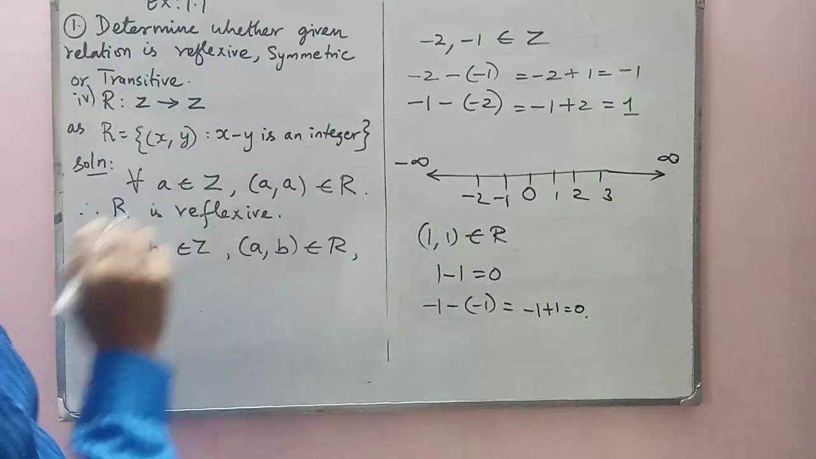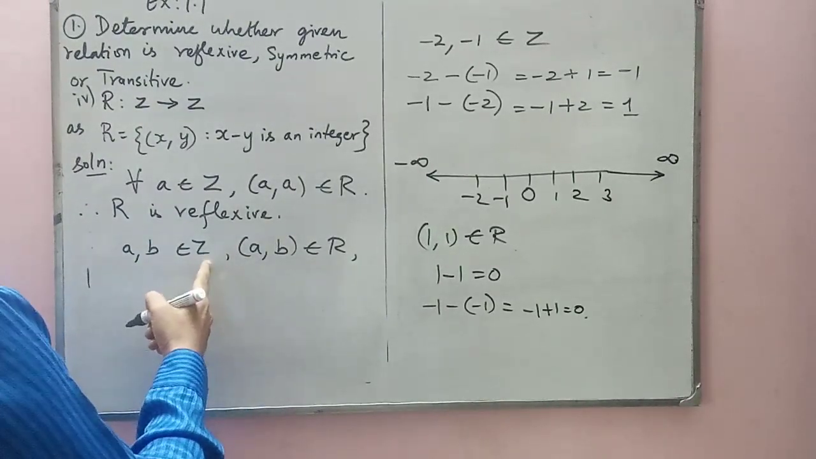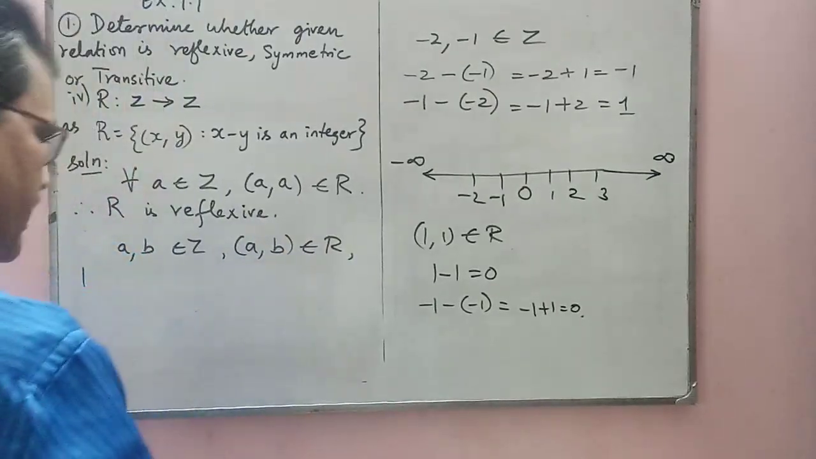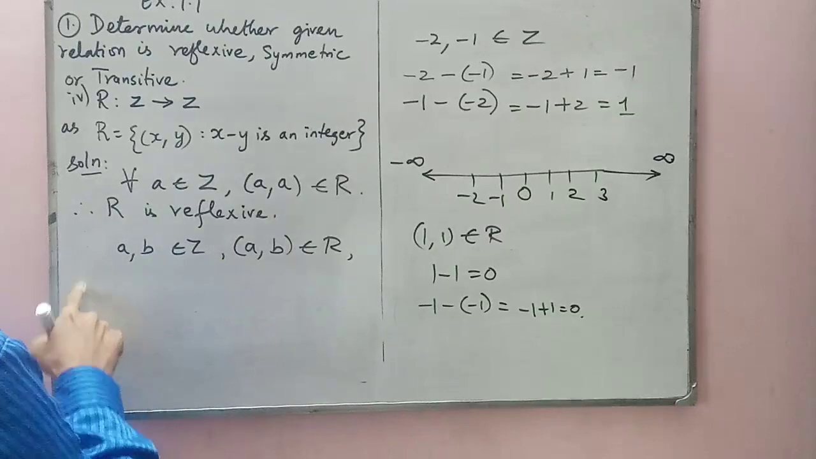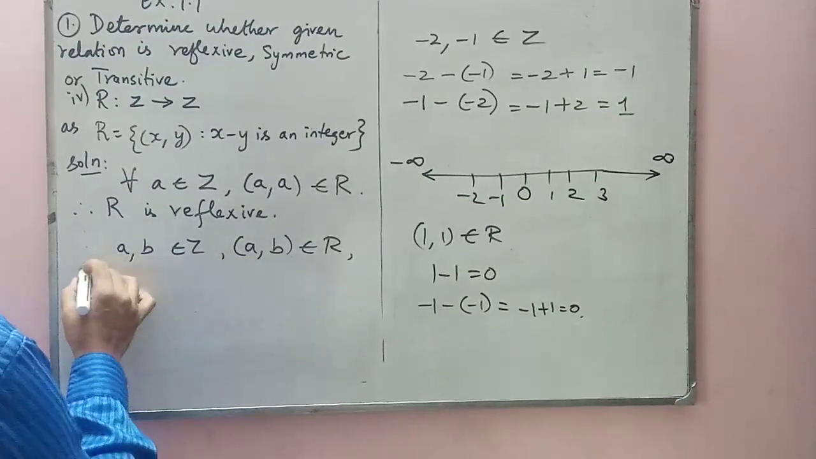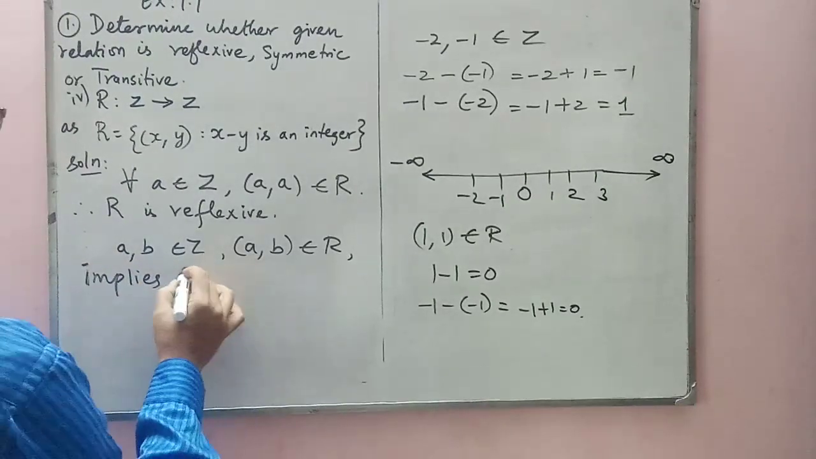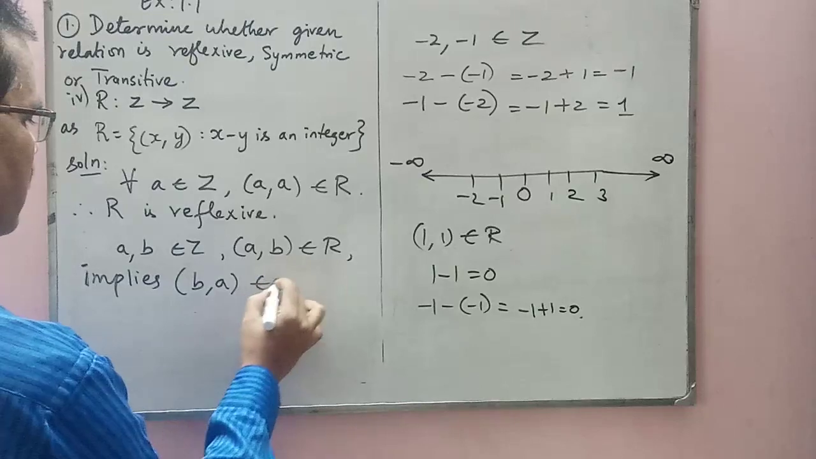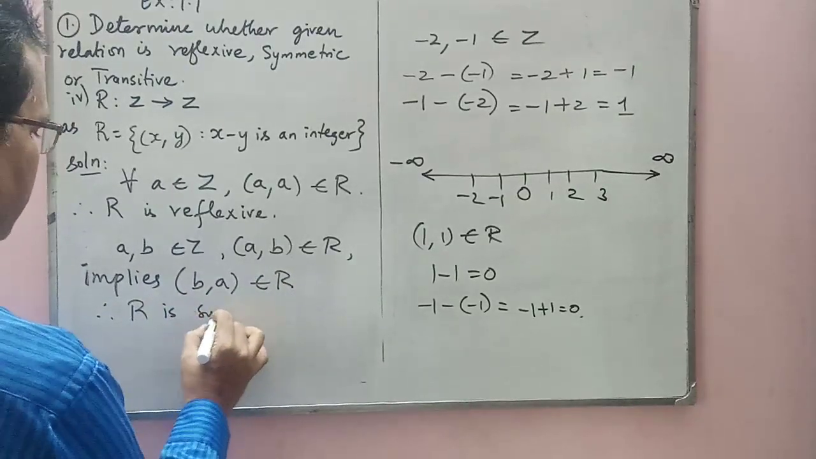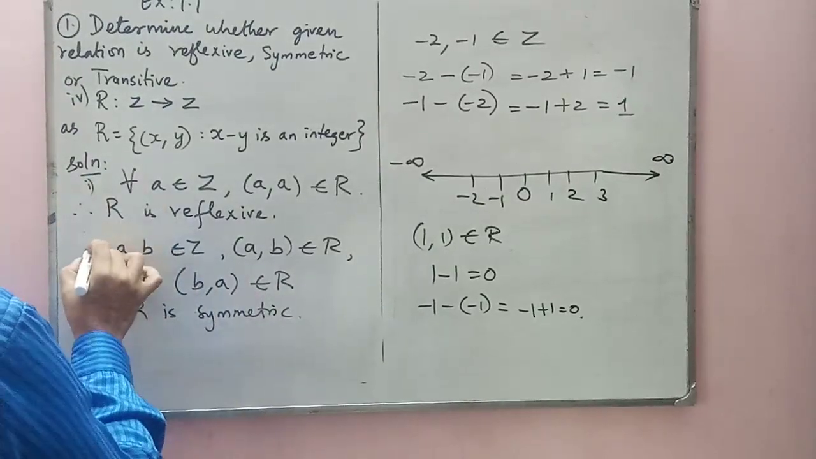Now we cannot choose any particular value, right? We have to write it in a common way. So we see that a, b, any two numbers belonging to the integers, with the difference of them being in the relation, this implies that (a, b) implies (b, a) also belongs to R. Therefore, R is symmetric. This second one got over.